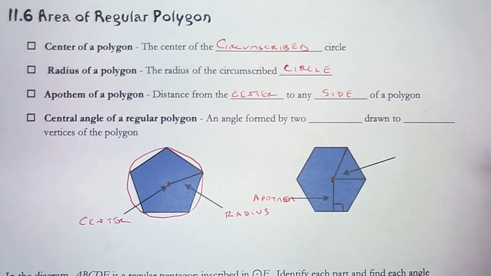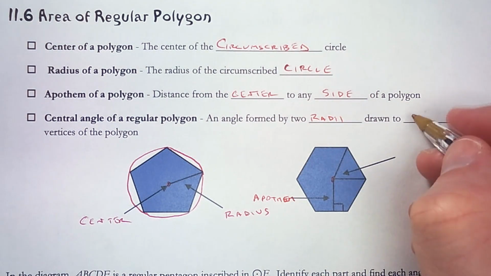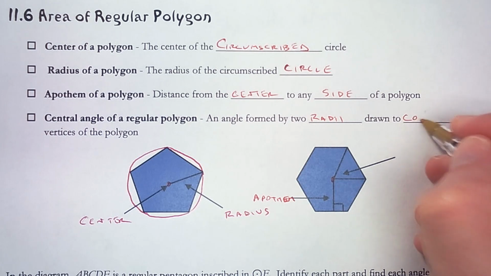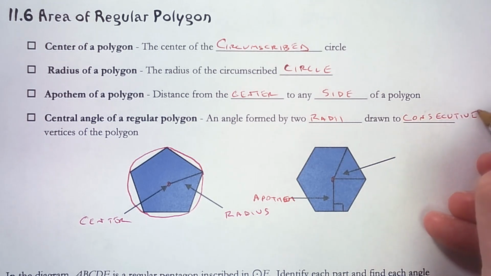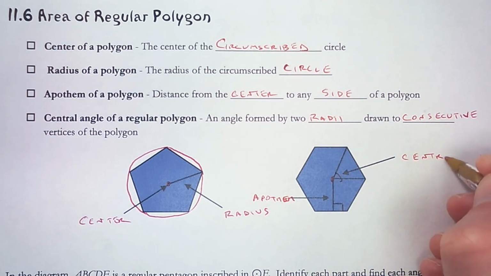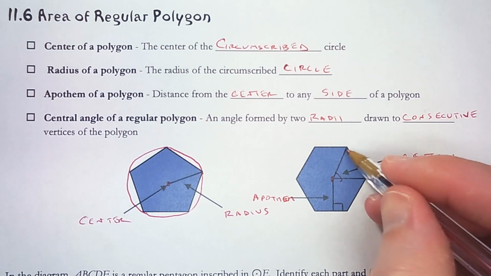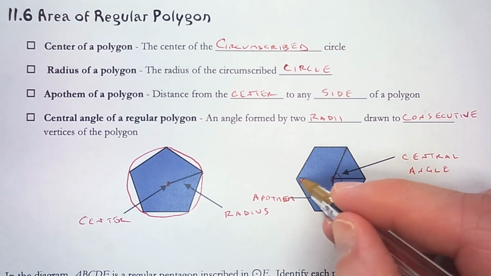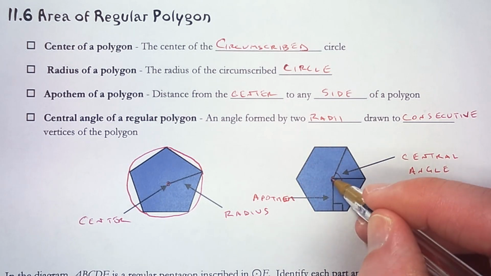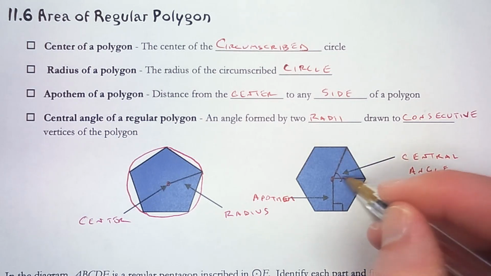A central angle is an angle formed by two radii drawn to consecutive vertices of the polygon. So this right here is a central angle. Those two radii have to be drawn to consecutive vertices, so vertices right by each other. If I used this radius and this radius over here, that wouldn't be a central angle because it skips a vertex. So it has to be two consecutive vertices that those radii extend to.